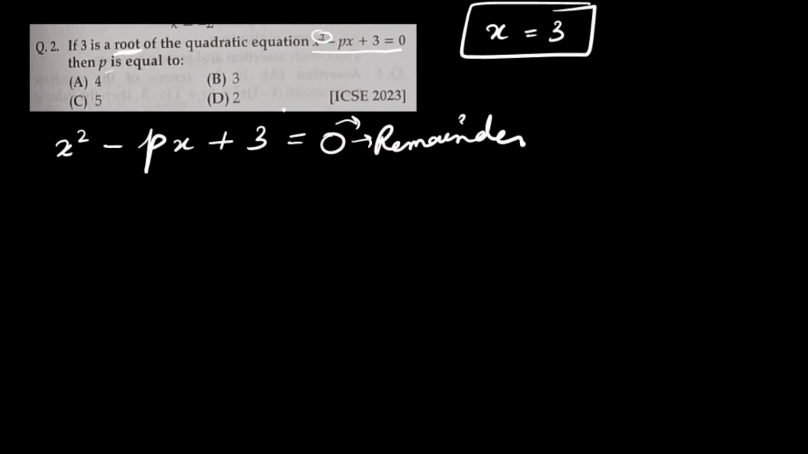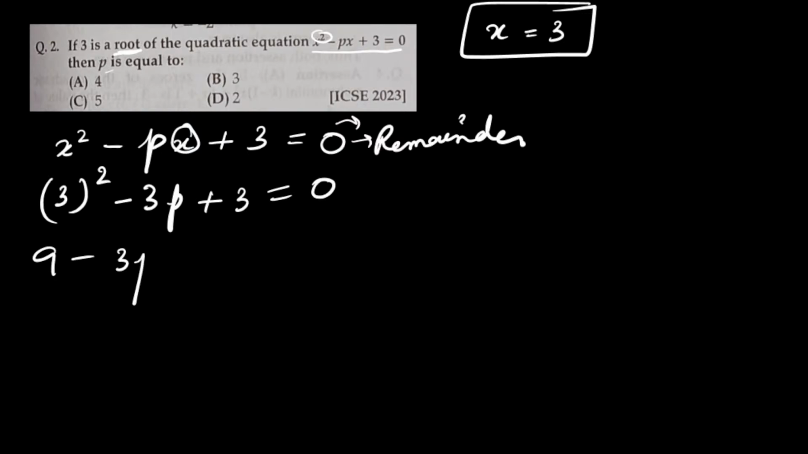So at the place of x, we just have to substitute its value. So x value 3, we will substitute 3 square minus p into x. So here also at the place of x we have to substitute its value. So this will become 3p plus 3 is equals to 0. So 9 minus 3p plus 3 is equals to 0.